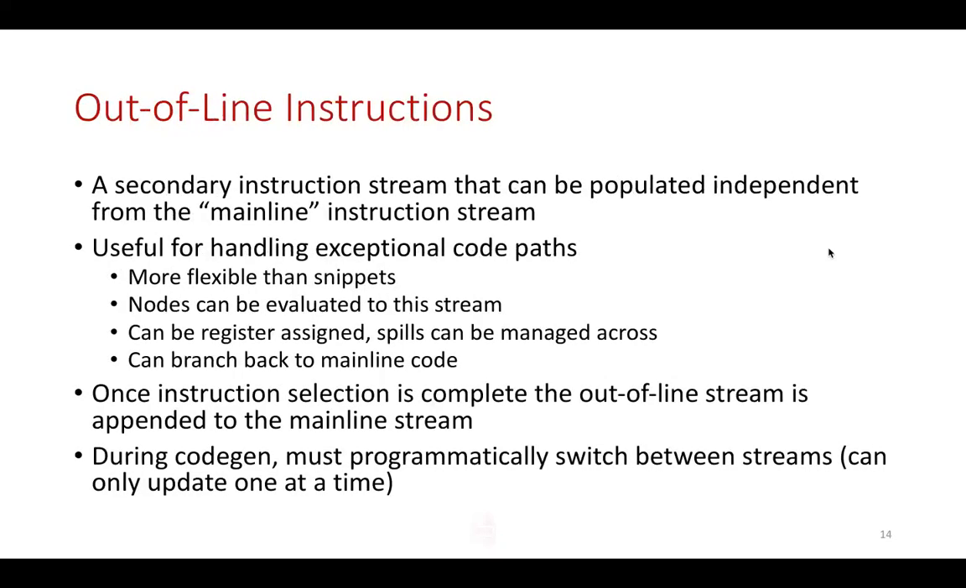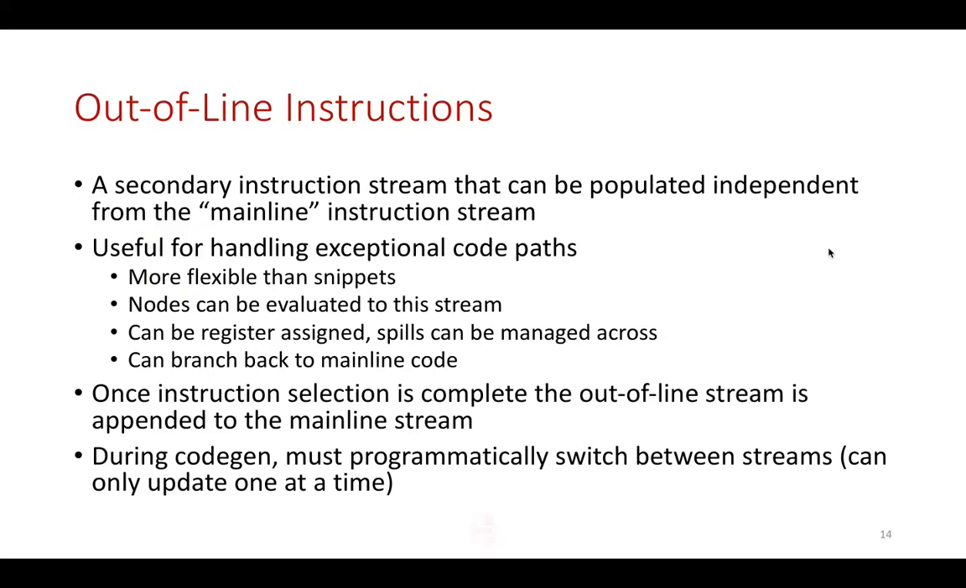So the thing that most code generators use these days are things called out-of-line instructions. This is where we create a secondary instruction stream that you can add instructions to. It basically handles the exceptional code paths, but they provide a bit more power in the sense that you can evaluate a node on that stream, right? So I don't have to manually insert instructions one at a time in a very precise encoding. I can just simply evaluate a node on that stream, and it'll create all the instructions it needs to do that.